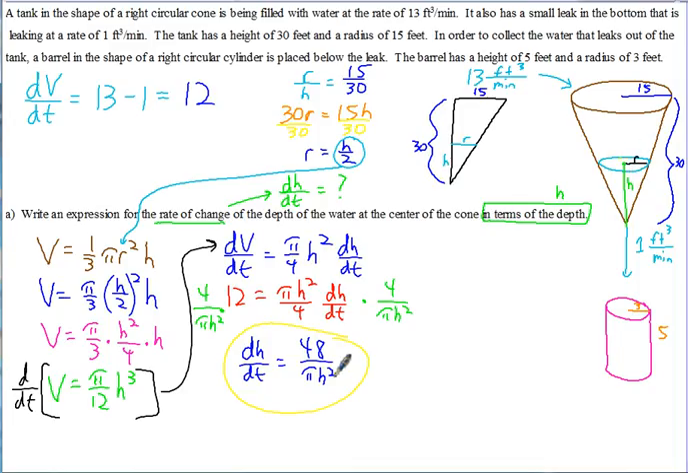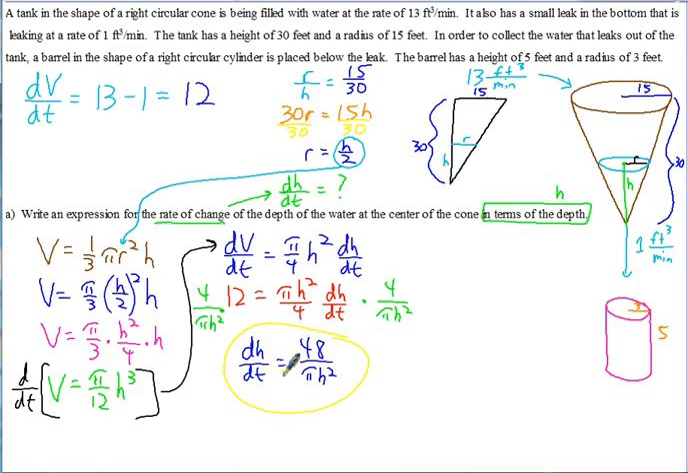But as h gets larger, then the height's not going to increase as quickly because there's more volume towards the top here. So that's what this expression is showing us. As h is actually getting bigger, dh/dt, the rate of change of the height, is getting smaller. But it is positive because h is getting bigger.